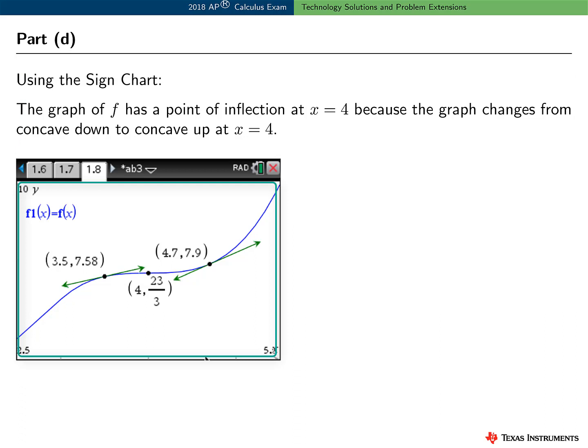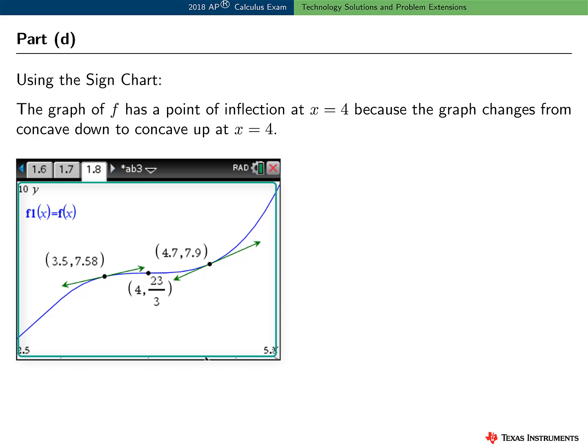And here's kind of a cool visualization of this result. First, I zoomed in near the point of inflection, and admittedly, it's still a little tough to see the change in concavity. So I constructed two tangent lines to the graph of f, one on either side of x equal 4. Using the definition of concavity, the tangent lines suggest that the graph of f is concave down to the left of 4 and concave up to the right of 4, and hence there's a point of inflection at x equal 4.